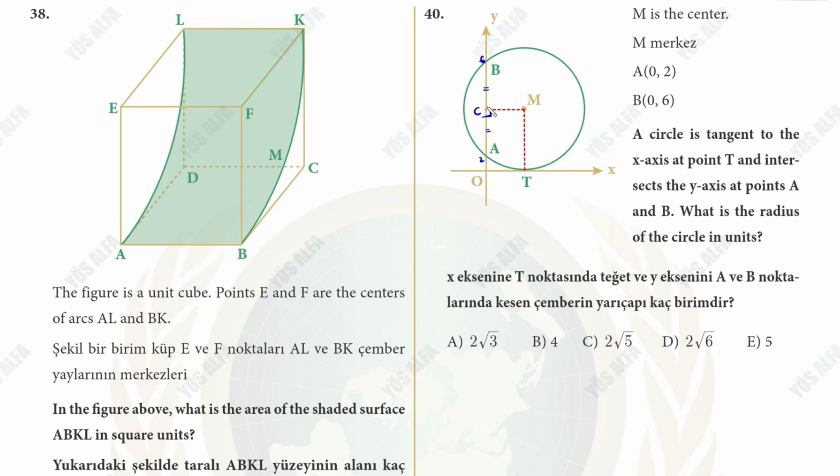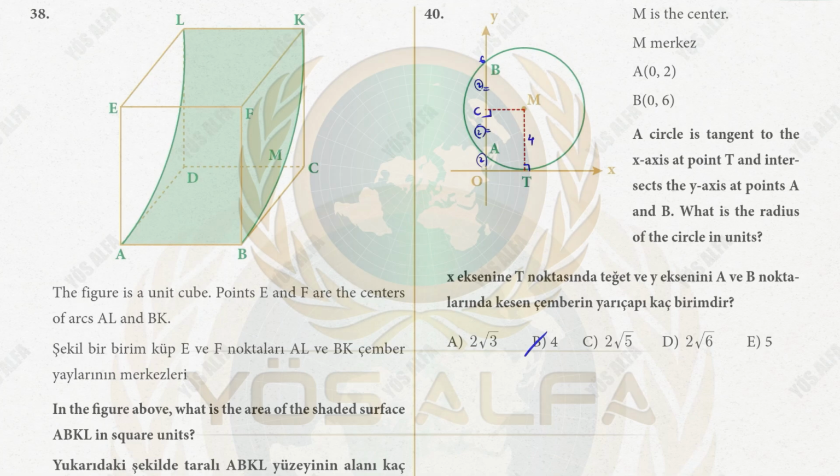So the distance between B and A is 6 minus 2, which is 4. Since CB and CA are equal, the distance should be 2 over here, 2 down there. So OC is 2 plus 2, which is 4. It's the same as MT. MT is the radius of the circle, so our answer is B.